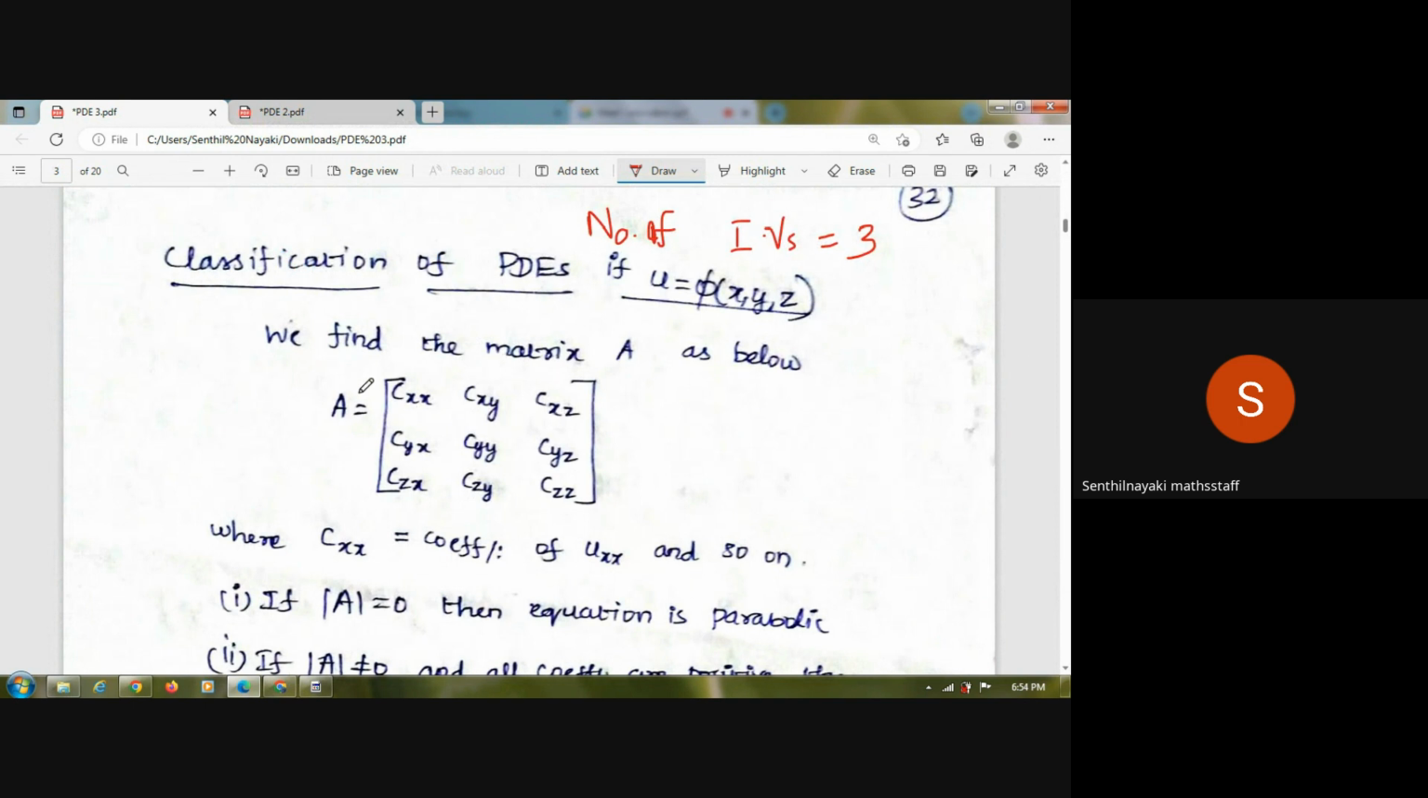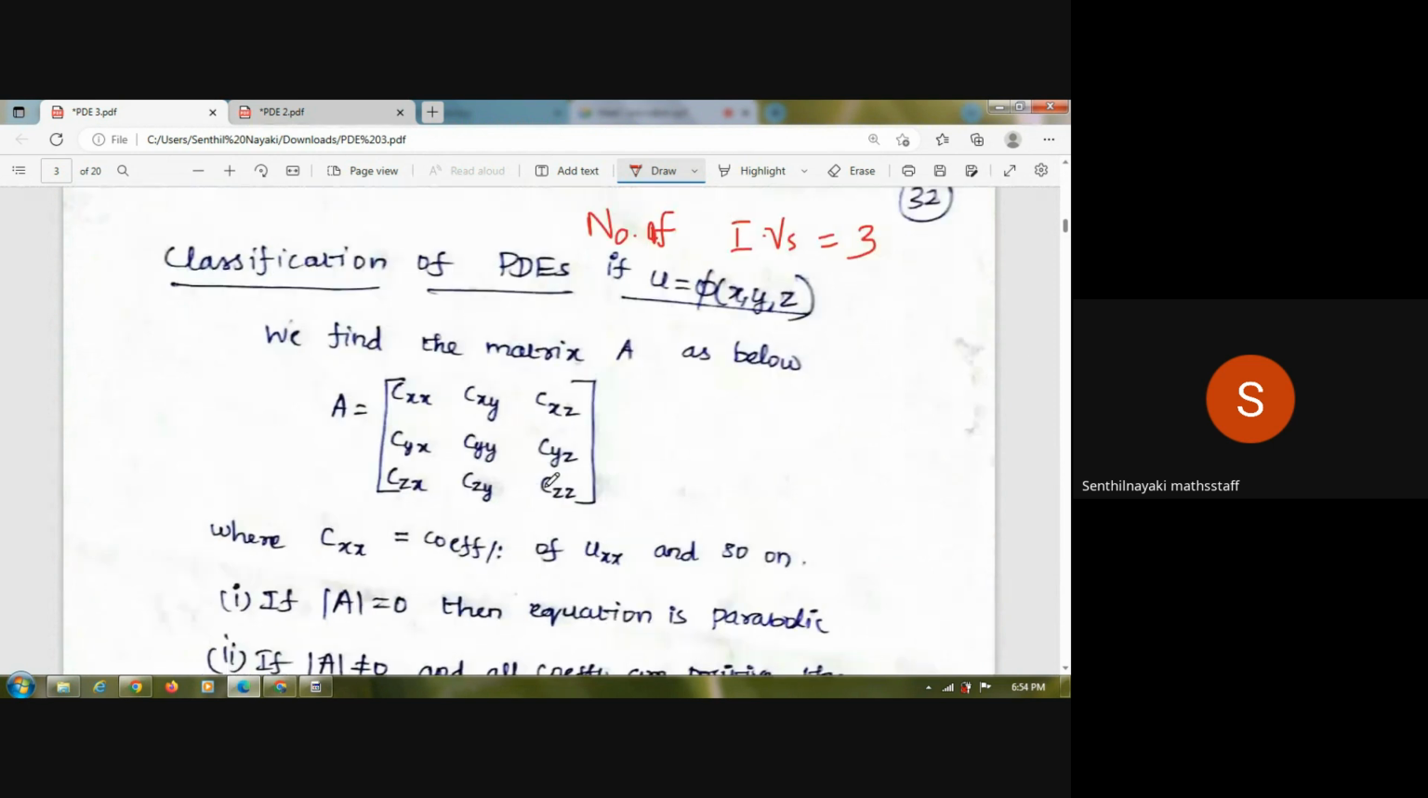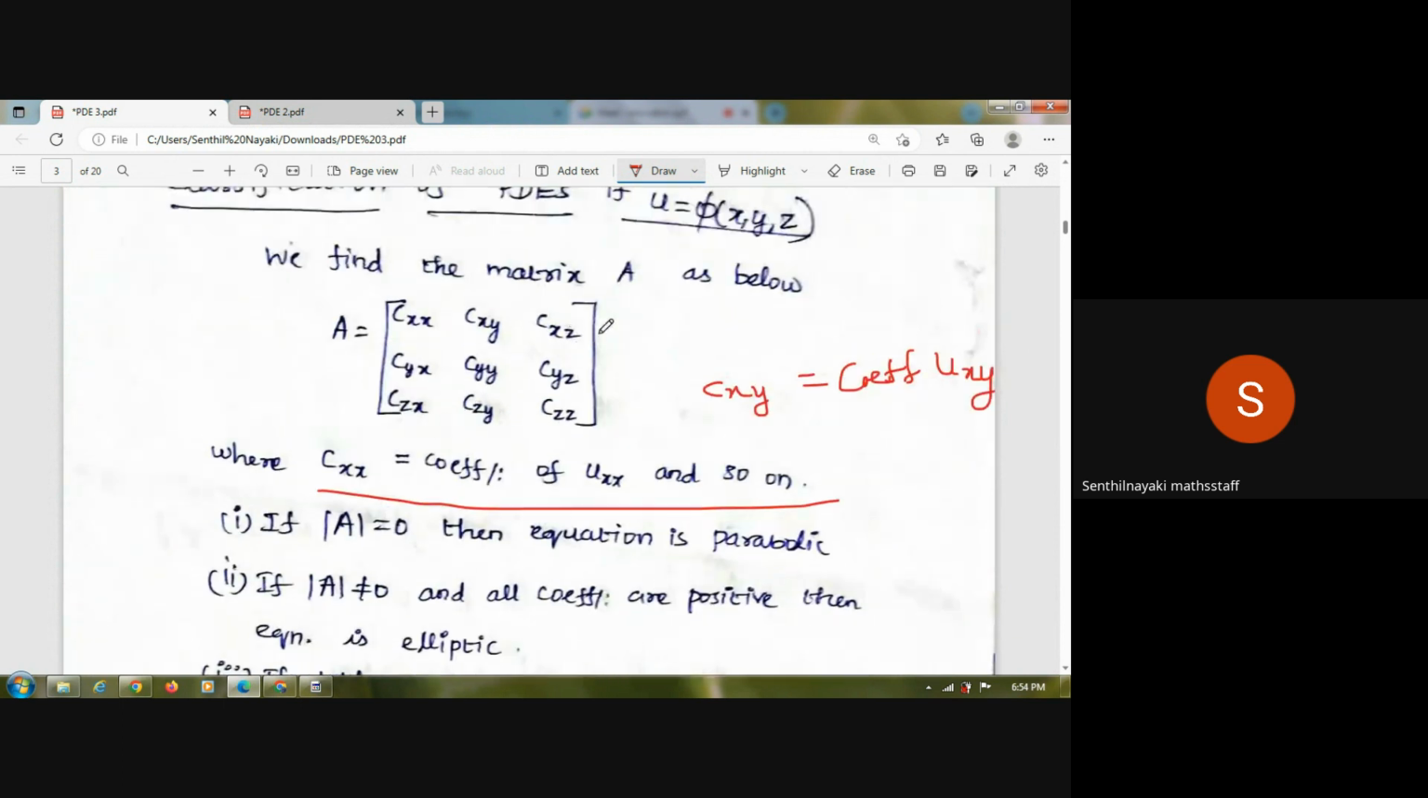So first we have to find the matrix. How can we find this matrix? We have to collect the coefficients of the derivatives. See here, Cxx is the coefficient of uxx. Then what about Cxy? Cxy means the coefficient of uxy. Similarly, what about the value of Cxz? The coefficient of uxz. Similarly, we can write down all the entries of this matrix.